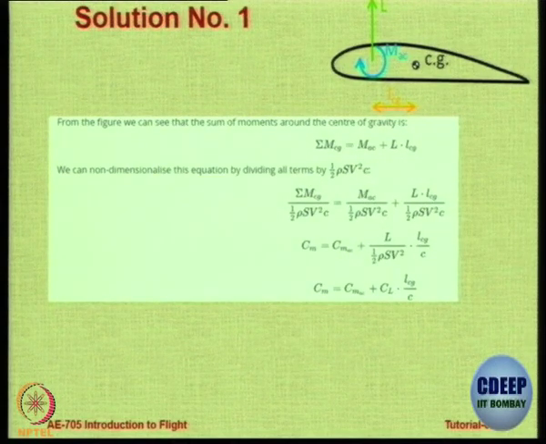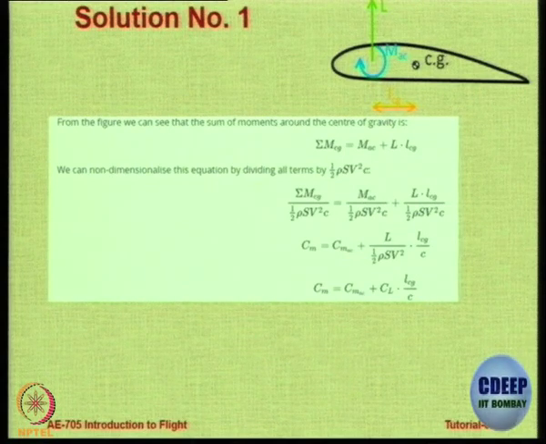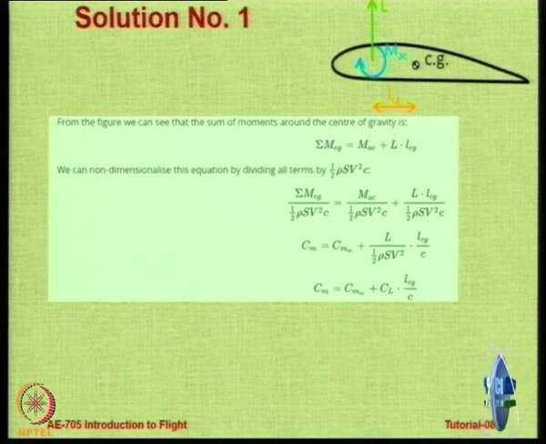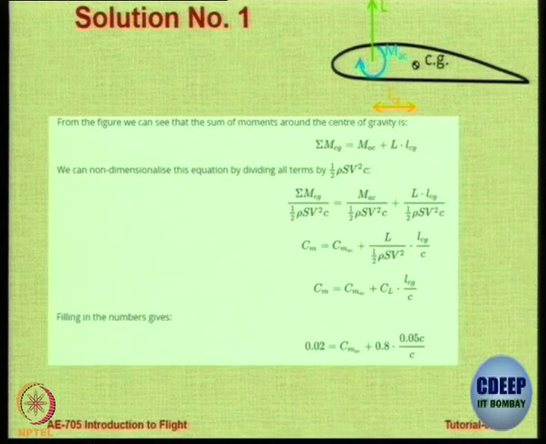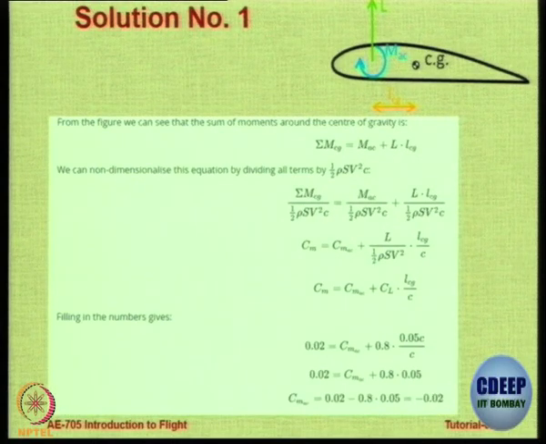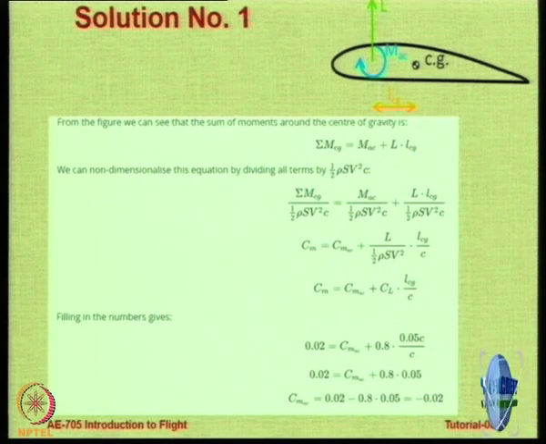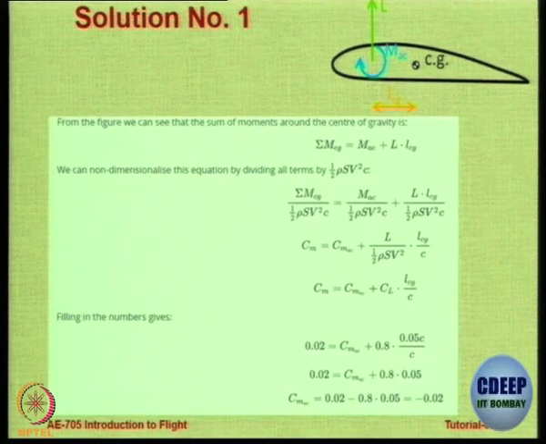And now you put all the values. So CMAC is unknown, CL is known, LCG upon C is also known because LCG is given in terms of C. So 0.02 is CM and that is equal to CMAC plus 0.8 times 0.05C. Therefore, 0.02 is equal to CMAC plus 0.8 into 0.05. Therefore, CMAC will be 0.02 minus 0.8 times 0.05. So, it is minus 0.02.